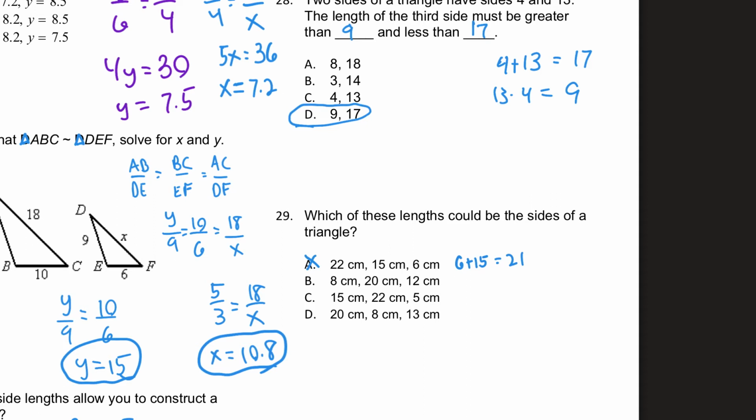So the next one, 8 and 12. 8 plus 12 equals 20. That's equal. It has to be greater than, not equal, so that doesn't work. Okay, 5 and 15. 5 plus 15 equals 20. That's smaller than 22. That's not okay either. Hopefully this one works. 8 plus 13 equals 21. Is 21 greater than 20? It is. Huzzah!